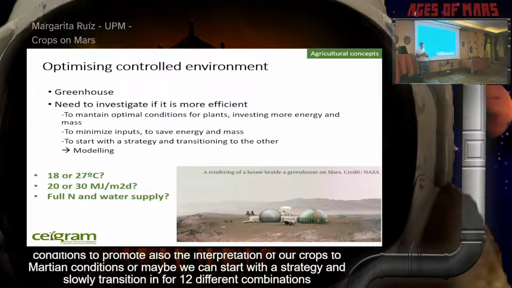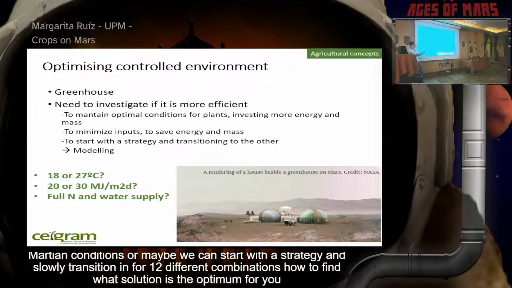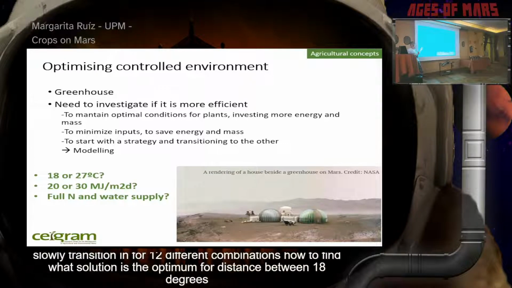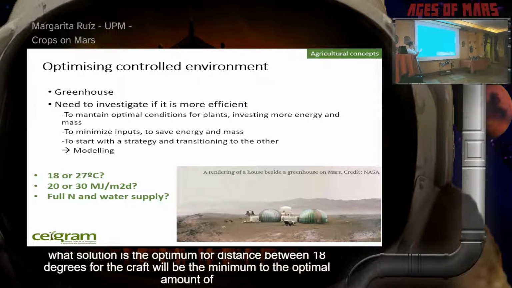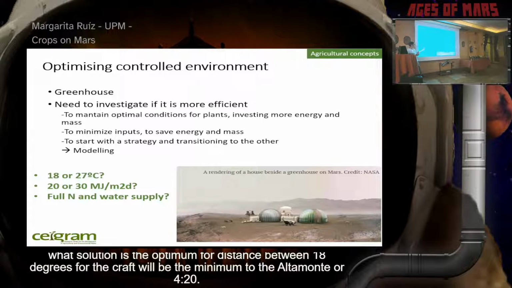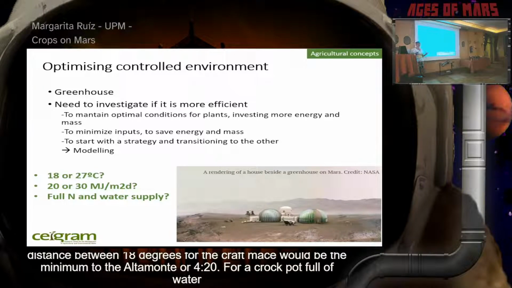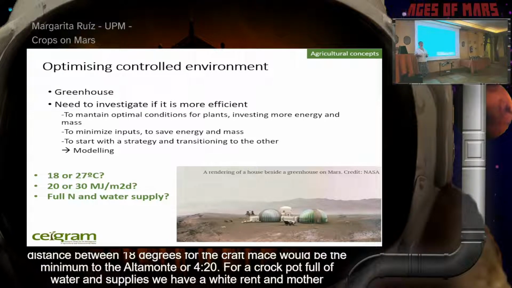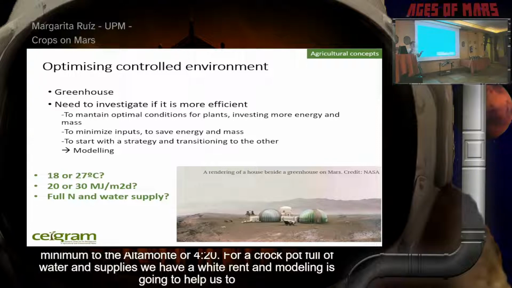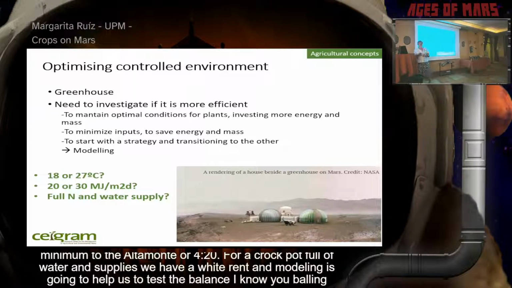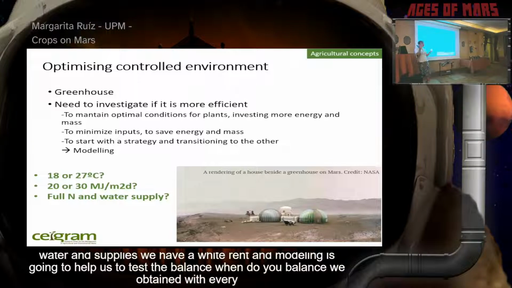So to find what solution is the optimum, for instance, between 18 degrees, the minimum for the crop maize, and the optimum, or 20 as the minimum radiation to the optimum for a crop with full water and nitrogen supply, we have a wide range, and modeling is going to help us to test the energy balance we obtain with every stream and everything in between.